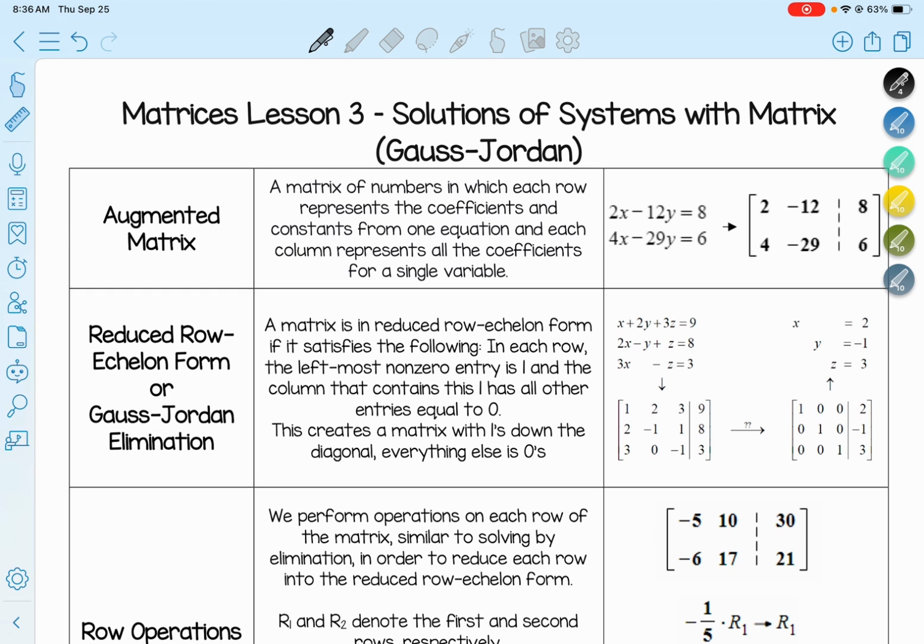So again, kind of what we've been leading up to, the whole point of matrices is that it makes it easier to solve systems of equations. So we're going to see how we can solve 2x2 systems of equations with a matrix. The first thing we need to do is learn what an augmented matrix is. An augmented matrix is a matrix of numbers in which each row represents the coefficients and constants from one equation, and then each column represents all of the coefficients for a single variable.